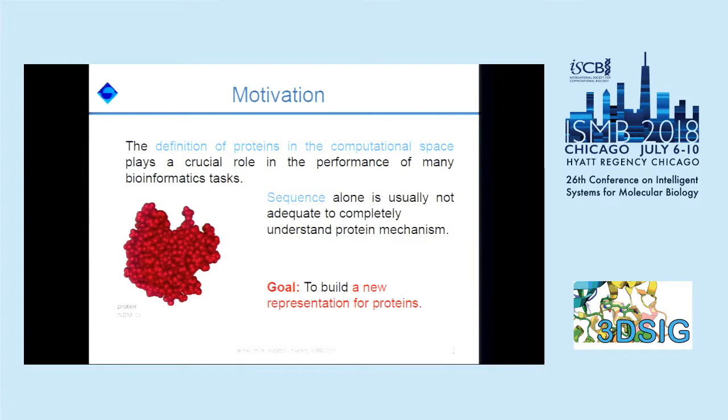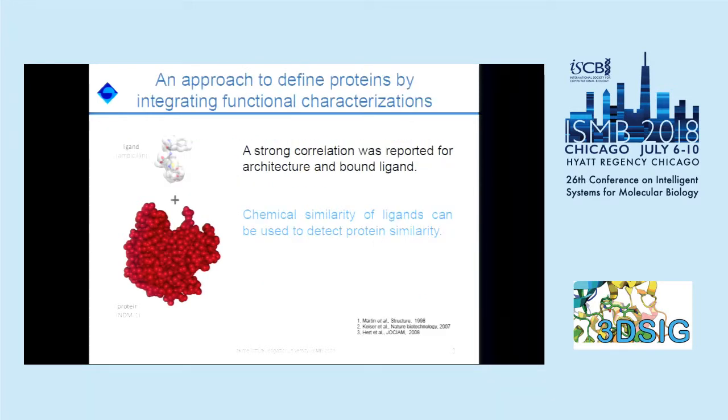So the most common way to represent proteins is using their sequences, but the sequence alone is not always enough to completely understand the whole protein mechanism. And even though we use sequence to determine protein structure, high sequence similarity is not always indicative of structural similarity or functional similarity. So in this study, our goal is to build a new representation for proteins. And we want this representation to integrate functional characterization of the protein.